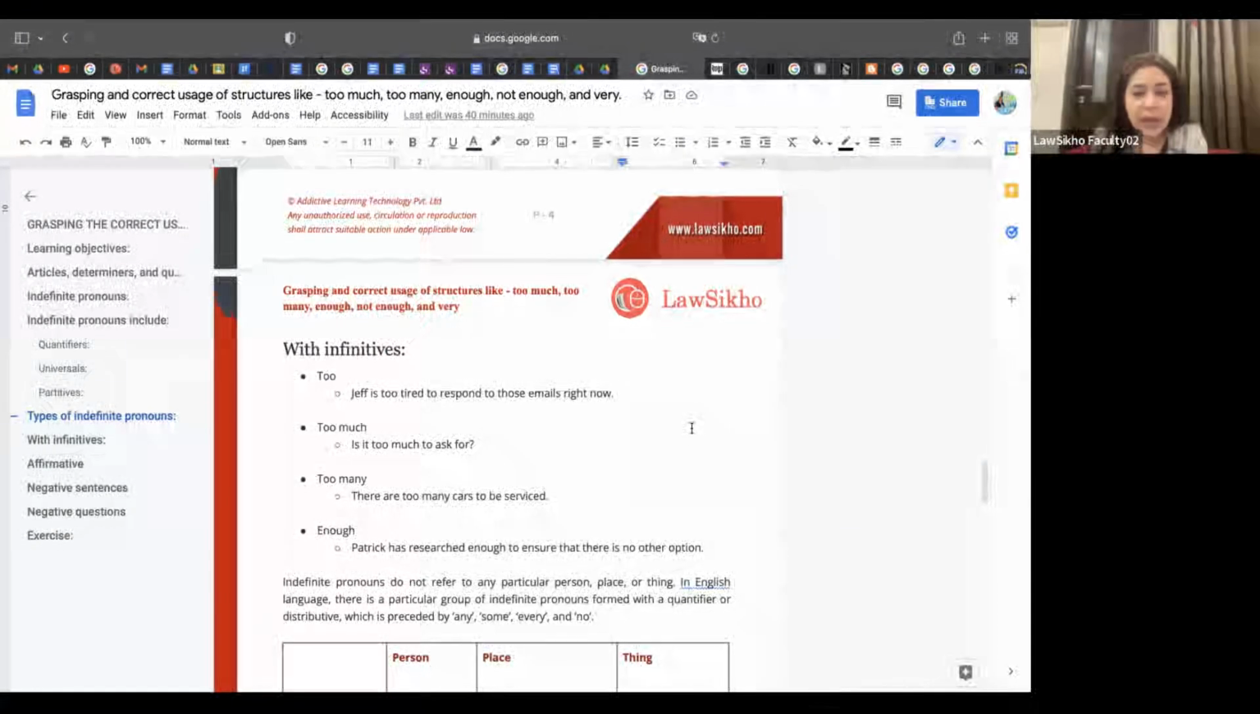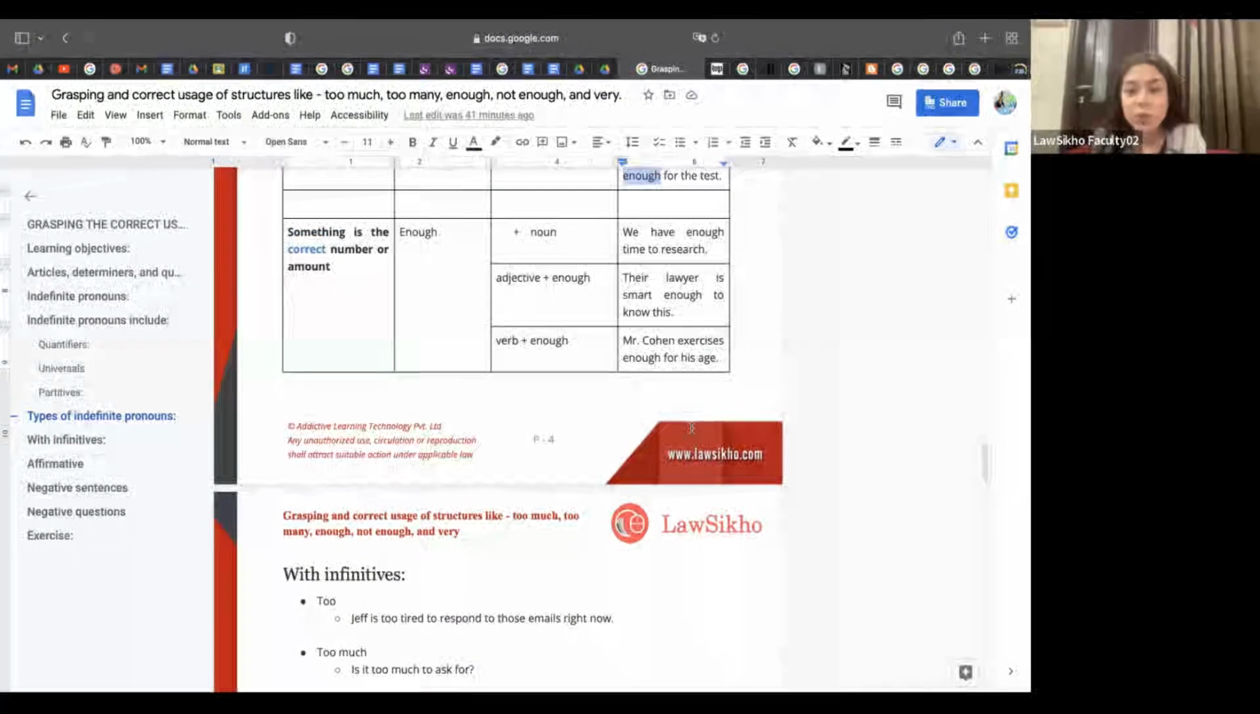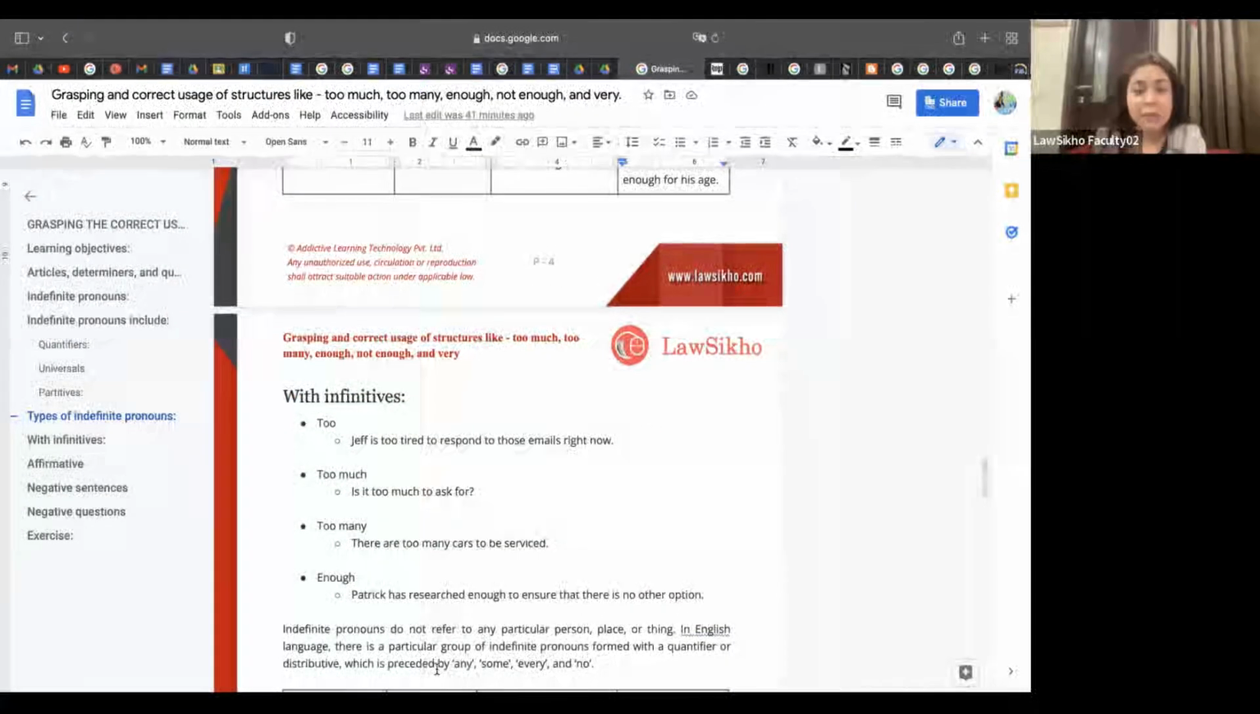Moving forward. Now, in case we see certain sentences where I have used an infinitive, for example, here, "to know" is an infinitive. To bring everyone on the same page quickly, an infinitive is "to" followed by the verb: to read, to write, to sit, to speak, to listen. All of these are called infinitives. Now, all of these words can be easily used with infinitives also. An example: Jeff is too tired to respond to those emails right now. Is it too much to ask for?